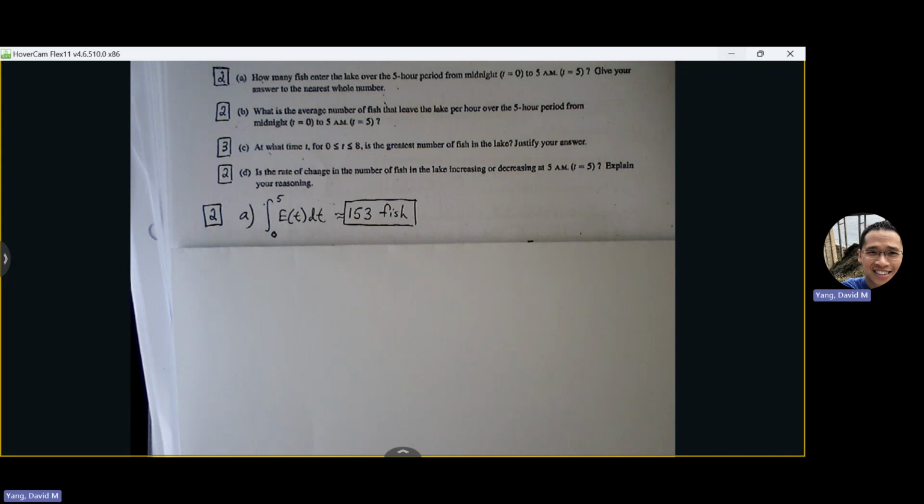So we want to take 1/5 of the integral from 0 to 5 of L of t. And our units will still remain as 6.059 fish per hour.